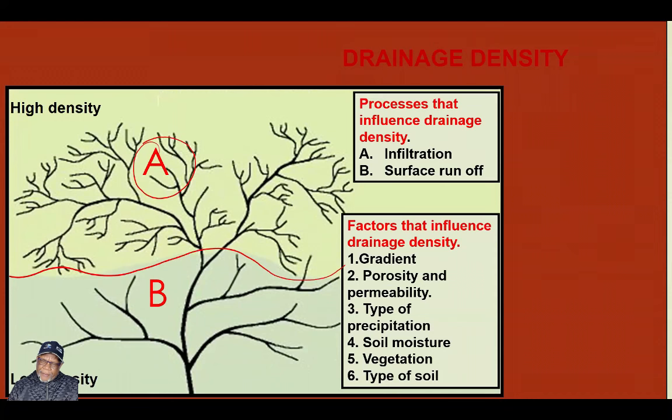Now, here are the factors that are influencing drainage density. It's gradient, porosity and permeability, type of precipitation, soil moisture, vegetation, and type of soil. Now, here is a simple question. Explain how gradient influences density at B. If you get that question, it may say explain how gradient influences density at A or at B.